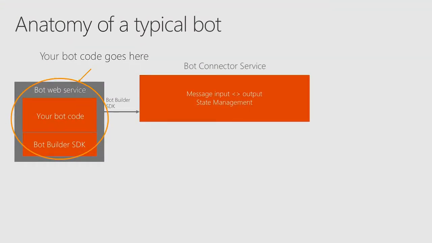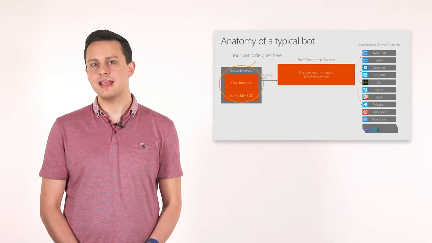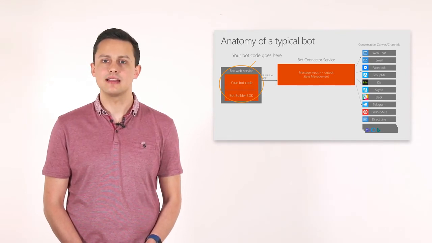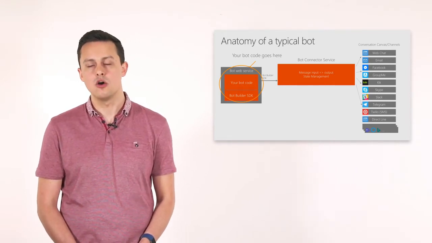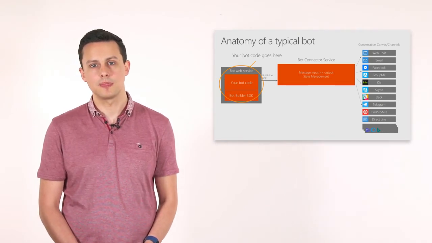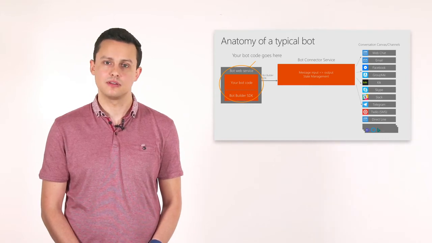The Bot Connector service is one of the key parts of Microsoft's bot framework. And this service allows us to ignore all of the complexity that's involved with integrating into various bot channels. We don't need to understand how to connect to Facebook Messenger. We don't need to understand how to connect to Teams or Cortana. All of this complexity is hidden by the bot connector service. Our code simply gets a plain JSON message.